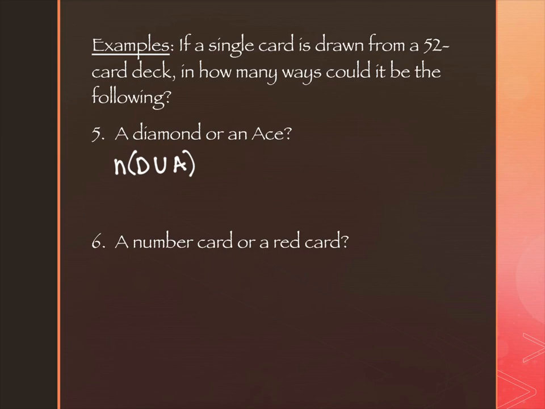And remember, we used the union to represent the word or when we did Venn diagrams, right? We're using it in the exact same way here again. And the way that this works is I find the number of diamonds, and I find the number of aces, and I subtract anything that is a diamond and an ace. So, how many diamonds are there?